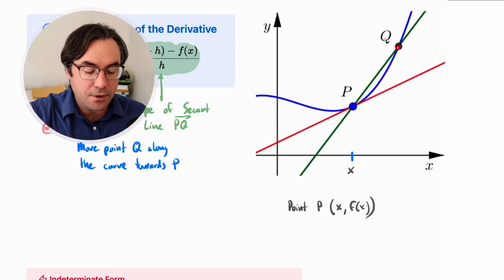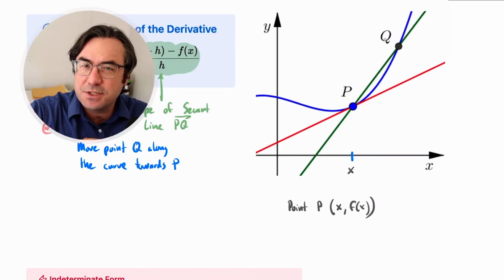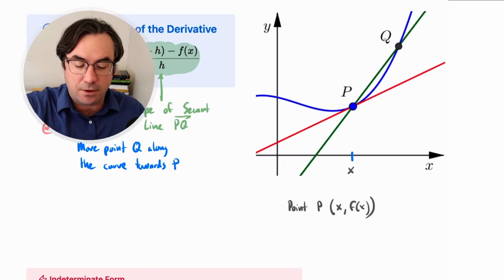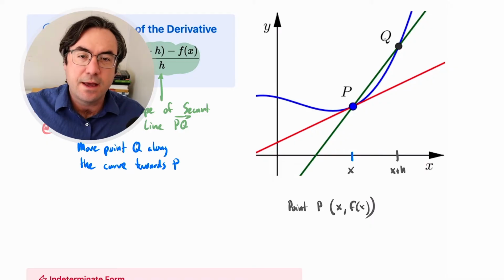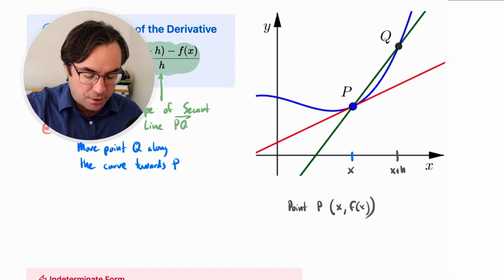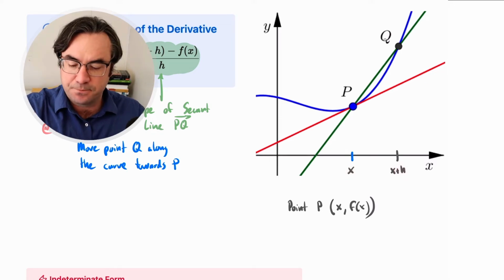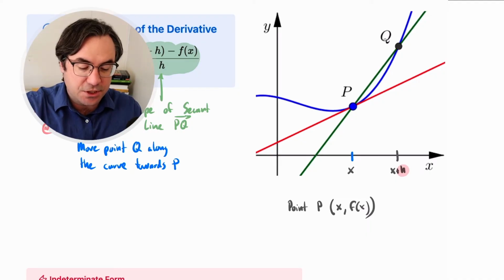Now, for point Q, we're picking something that's close to P, but just a little bit bigger or a little bit smaller, however we want to do it. And so let's say that point Q has the x coordinate x plus h. So we're close to point P, but we're adding a little bit extra. And that's the way you want to think of this h value that you see. h is just a small number.